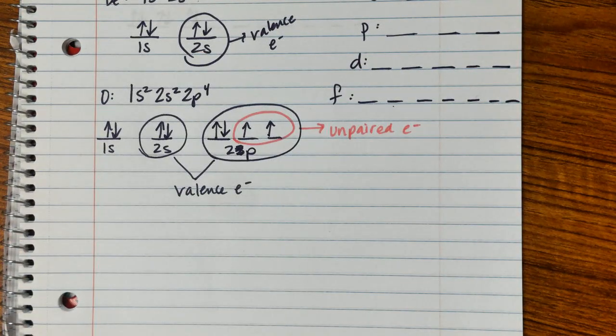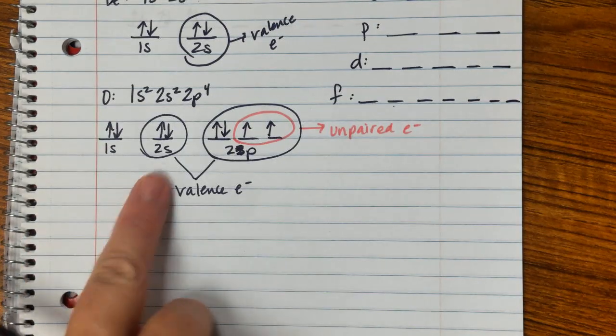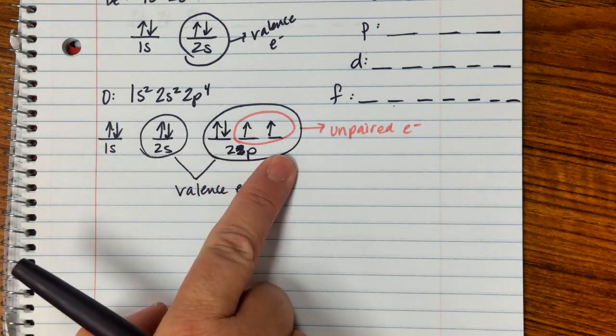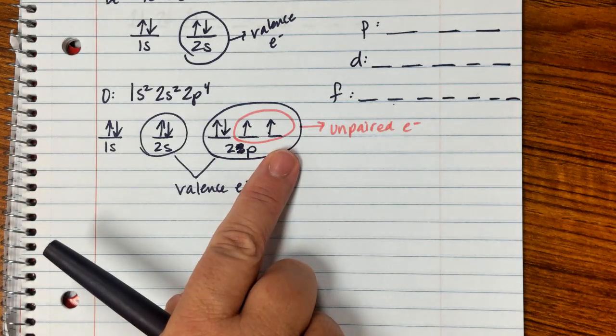So again, if they asked you on the quiz, how many valence electrons does oxygen have? Well, now we know 1, 2, 3, 4, 5, 6. Okay, how many unpaired electrons does it have? We know it has 2 unpaired electrons. Yes?